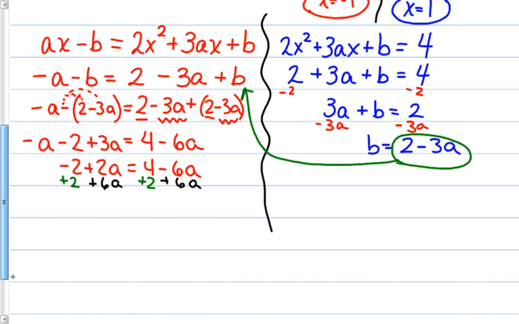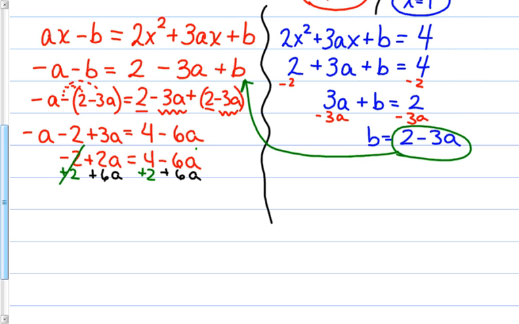Okay, so this cancels out, and this cancels out, and I end up with 8. Oops, that's green. And I end up with 8a equals 6. Divide both sides by 8. I get a equals 6 over 8, which is 3/4. And now I know what a is.